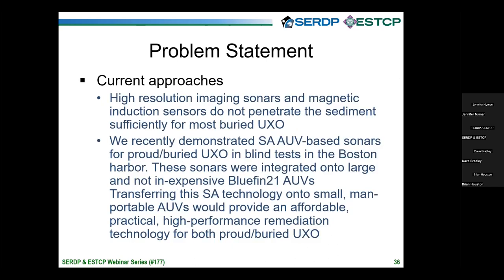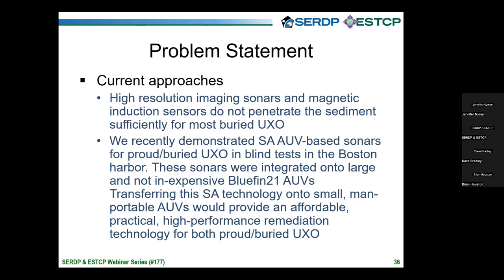So next, the current approaches that we find ourselves competing with are high-resolution imaging sonars, and sonars that even use synthetic aperture to really improve the resolution of the images. Also, magnetic induction sensors, both of which don't penetrate the sediment sufficiently for most buried UXO. So the big problem here, as we see, is the buried problem. Not a surprise. So we've recently demonstrated a structural acoustics approach using an AUV to deal with both proud and buried UXO in a blind test in the approaches to Boston Harbor. These sonars were integrated onto large and not inexpensive Bluefin AUVs. The reason why I bring this up is that these are very capable AUVs, a lot of energy. They have a lot of legs, if you will, in that sense, for extended missions.